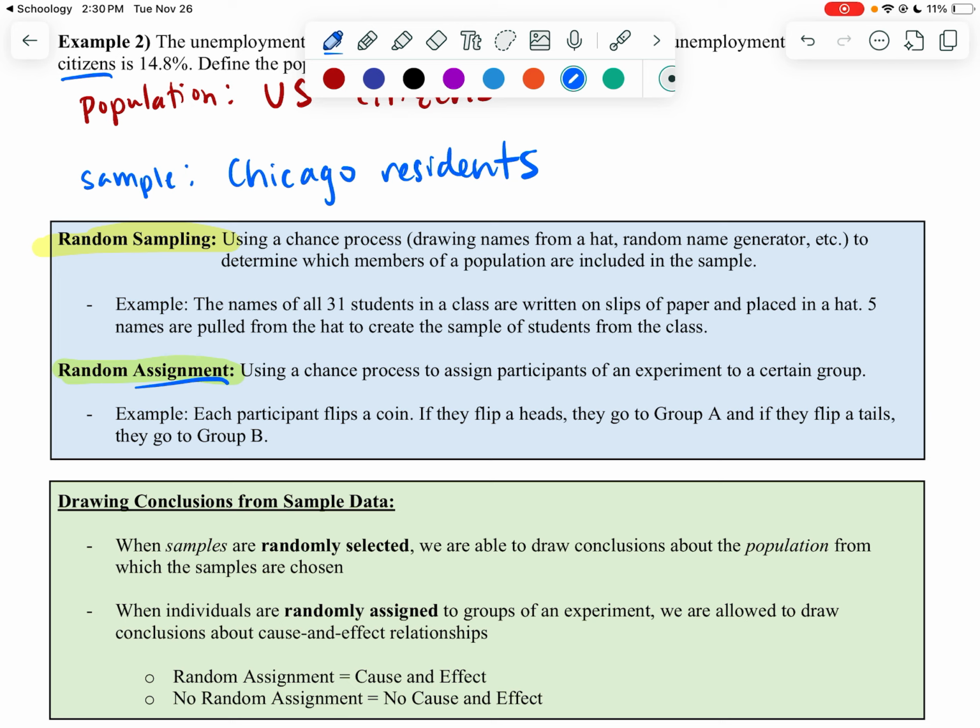Okay, so that's each participant flips a coin. If they flip heads, they go to group A. If they flip tails, they go to group B. Okay, so that's still random. They don't know what they're flipping, but based on what they flip, they go to a certain spot. Okay, that's random assignment.